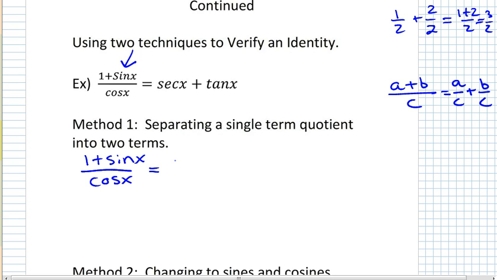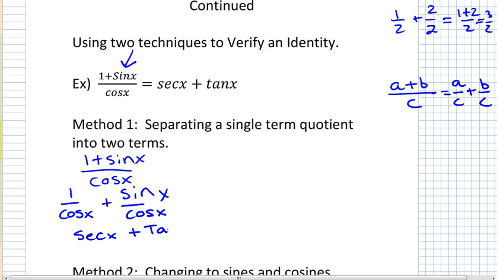So 1 plus sine x over cosine x is the same as 1 over cosine plus sine over cosine. And notice that 1 over cosine is the secant and sine over cosine is the tangent. And then you're done, because notice this is the same as that.